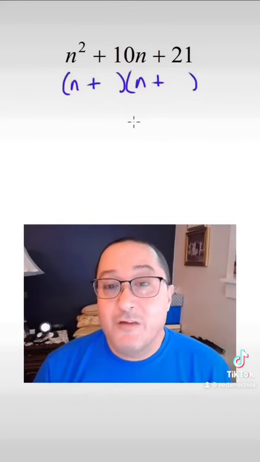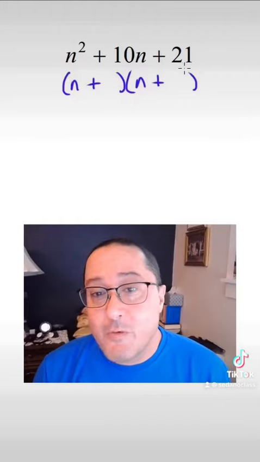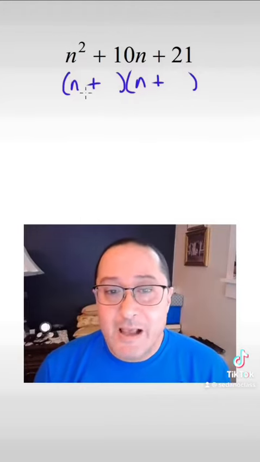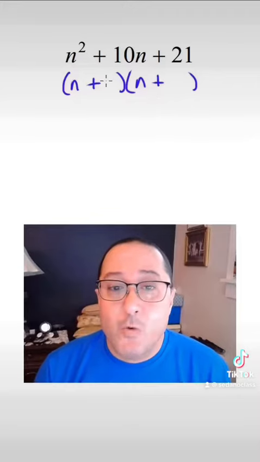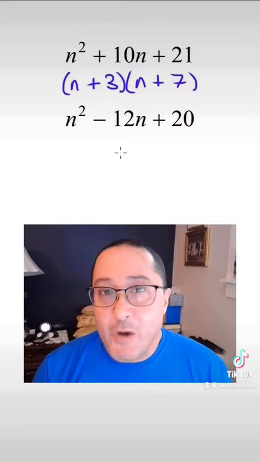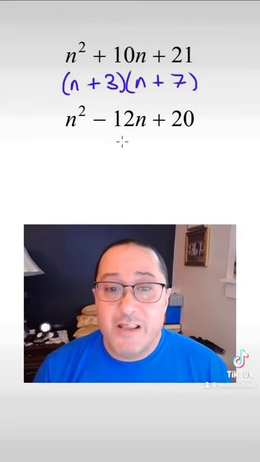Well, we need to think of two numbers that multiply together to make 21 and add together to make 10. And that's going to be 3 and 7. And since these are both positive, it does not matter where we put the 3 and where we put the 7.